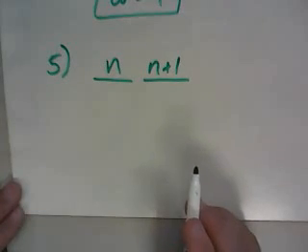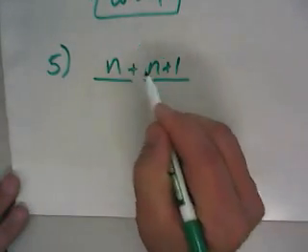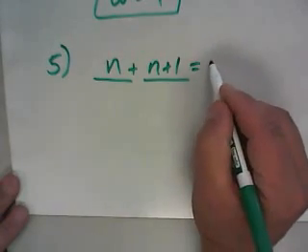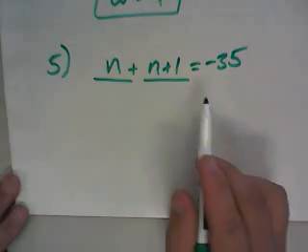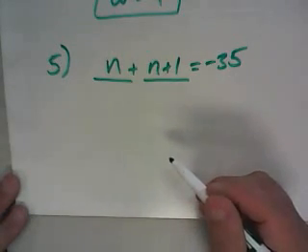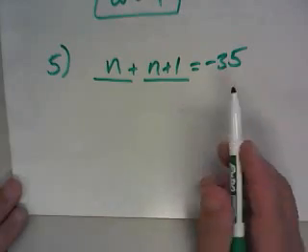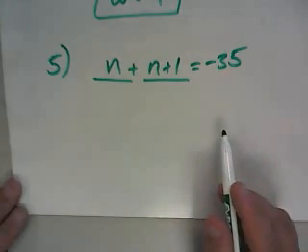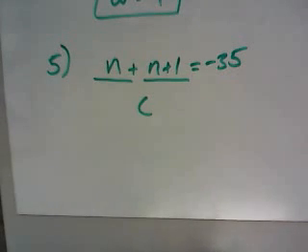But in number 5, it says the sum of 2 consecutive integers is -35. Well, the sum means if we add them together, we get -35. So this is how you would set up number 5. Now, in number 5, you don't have to solve it. What it asks you to do is just to identify which equation best models that situation. And this is very similar to what they have for C. So the correct answer for number 5 would be C.